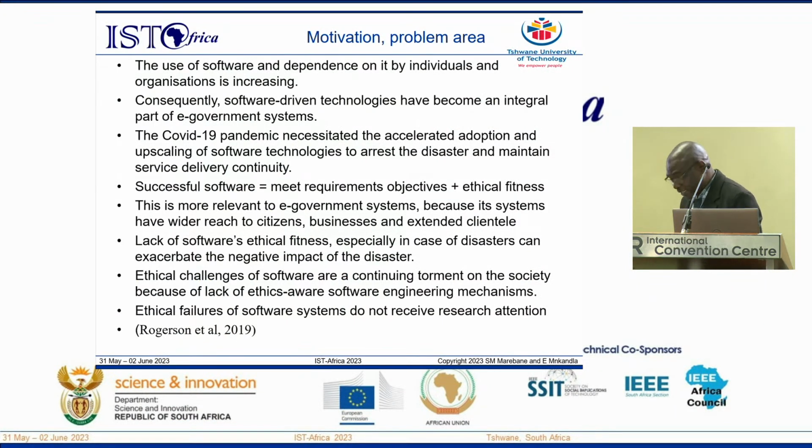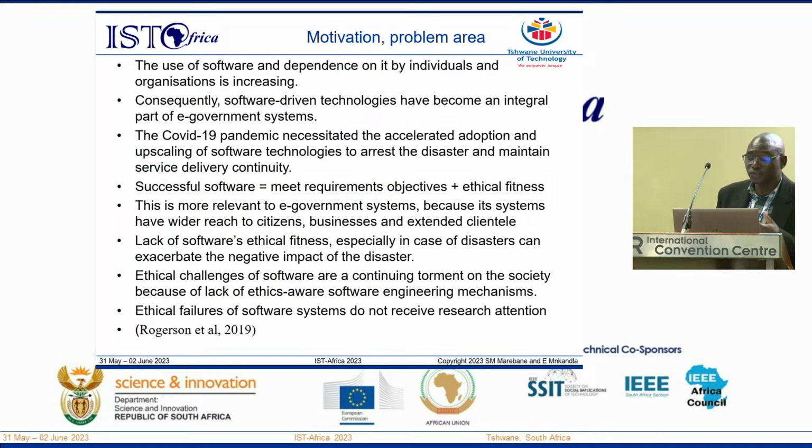Simple, very close example that we have, we all know what happened in 2020. There was COVID-19, and because we were in a lockdown, somehow we were supposed to communicate, access services, and so forth. So there was a serious acceleration in terms of adoption and upscaling of the usage of software technologies, mainly to help deal with the disaster and also to maintain business continuity in our operations. But we also need to know that software can also make us vulnerable.